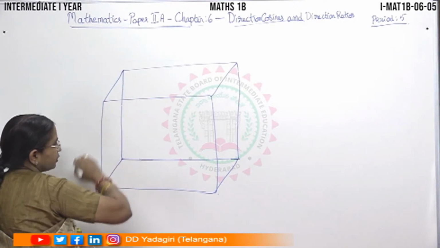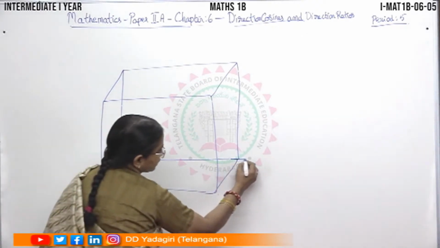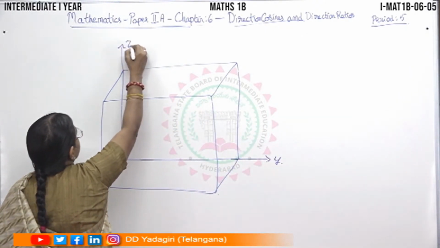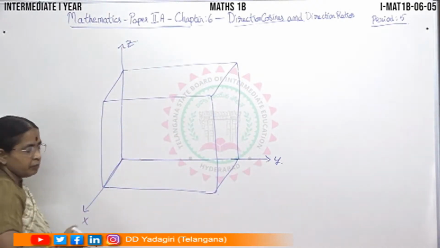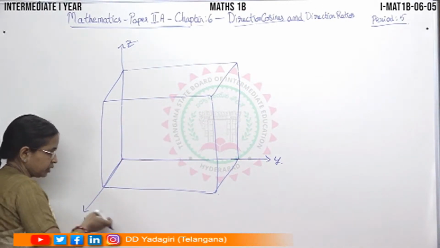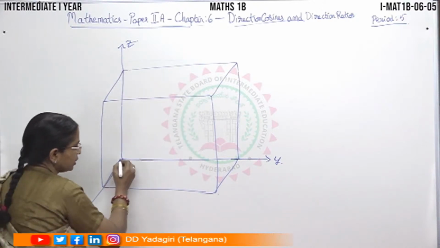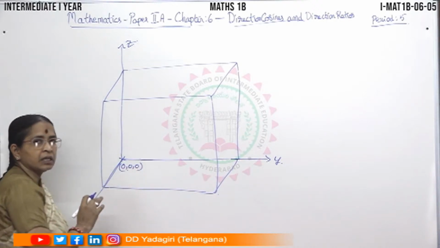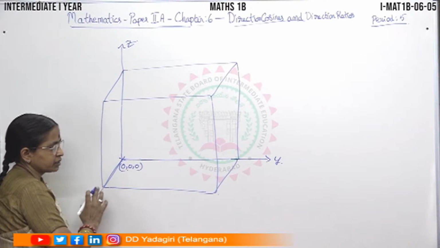So they become the vertices. Now you take x-axis this way and y-axis, and this is z-axis. So you can take x, y, z here, but it should be in the anti-clockwise direction, in the right-handed system. So x, y, z I took like this. So this becomes the origin. Now understand how we write the coordinates of the vertices.